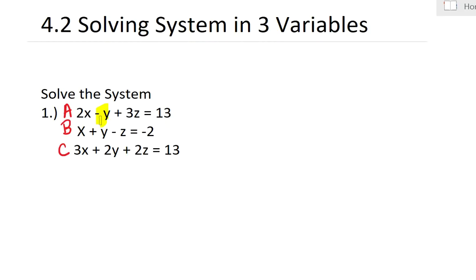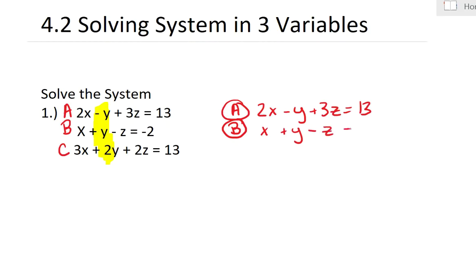I'm going to choose to cancel the y's because I see that A and B would cancel right away. And what you're basically going to do is elimination 3 times. The idea is to knock it down from 3 variables down to 2 variables and eventually from 2 variables down to 1 variable. So what I'm going to do first is take equations A and B. So I'm only using 2 at a time. 2x minus y plus 3z equals 13, and x plus y minus z equals -2.